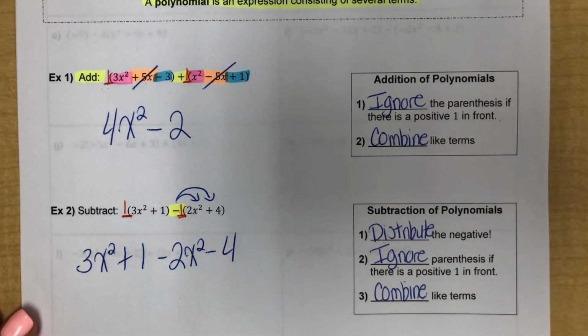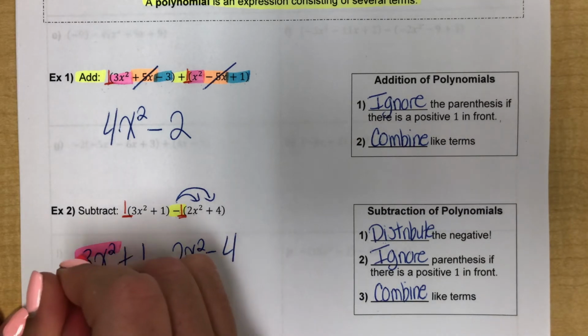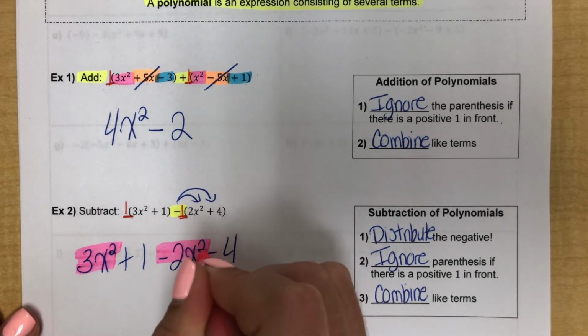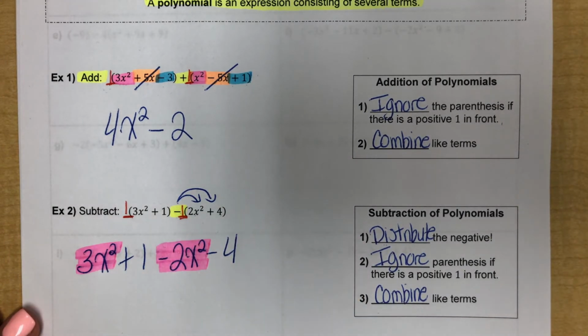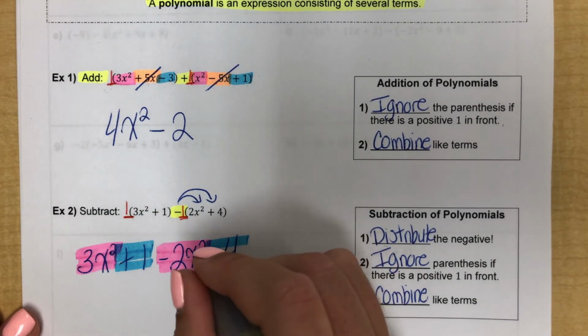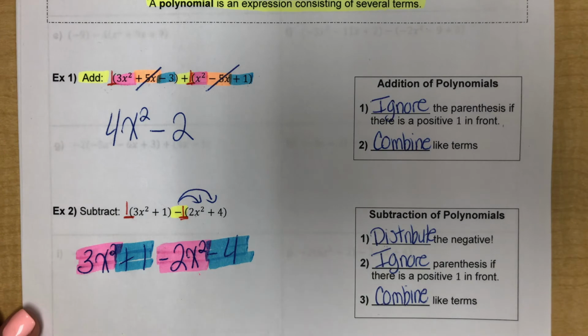All right, so let me grab my highlighter here. So my first term has an x squared, and this third term has an x squared. Those are like terms because they have the same variable and the same exponent. Then I'm going to go back. +1 combines with -4. Because again, these are just numbers. I can always combine numbers. All right, so let's go ahead and do that.